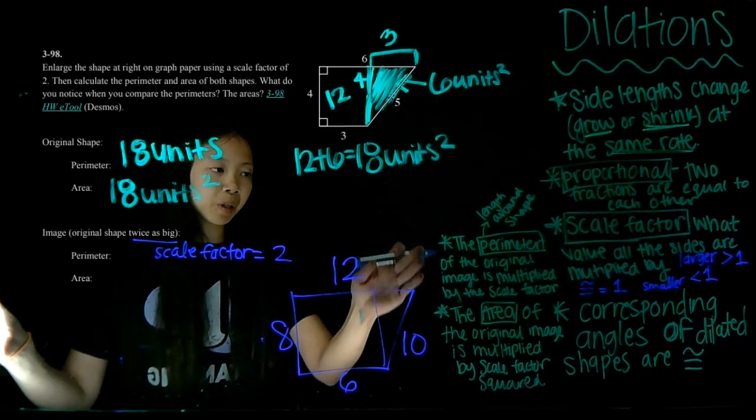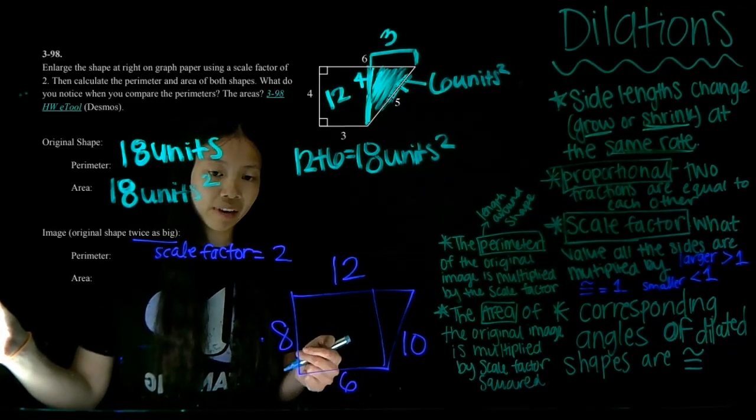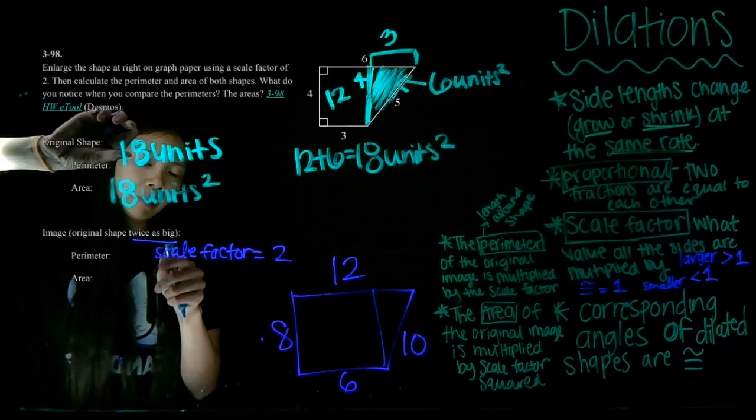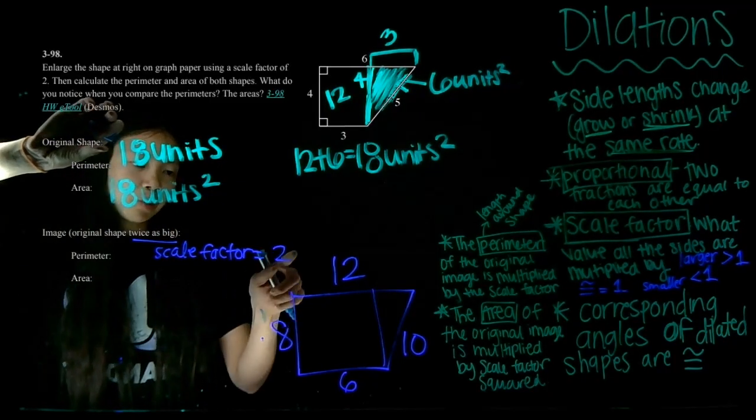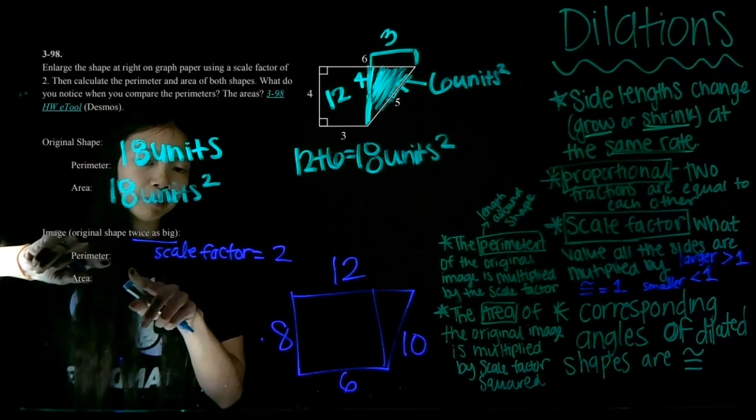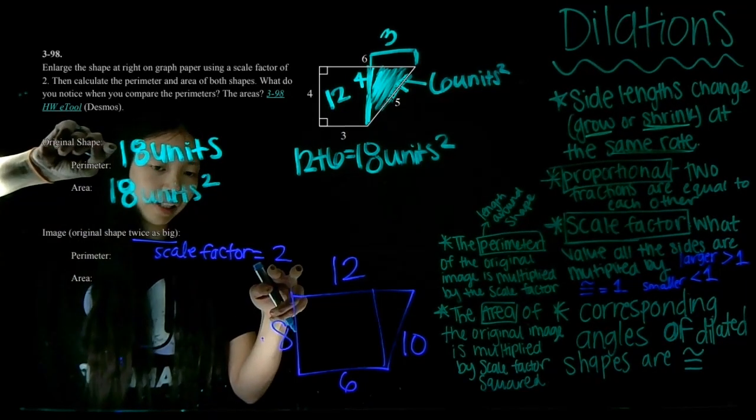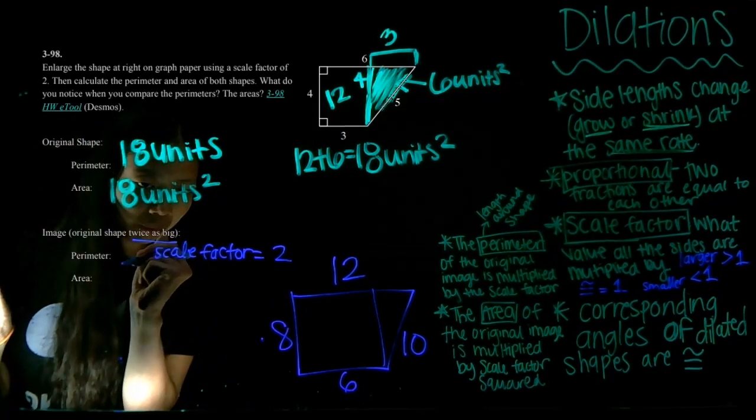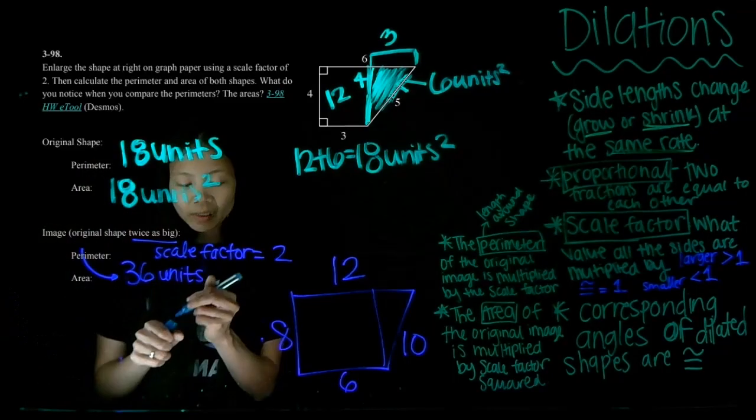However, I can use the properties I know about perimeter and area to make this go by faster. So because I know my original perimeter is 18, that means I can just multiply it by my scale factor to get my new perimeter. So 18 times 2, because it's twice as big, it's going to give me 36. So I know my perimeter of my new shape is 36 units. Let's look at the area.